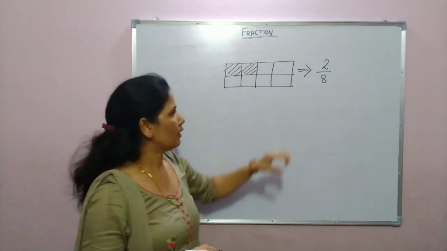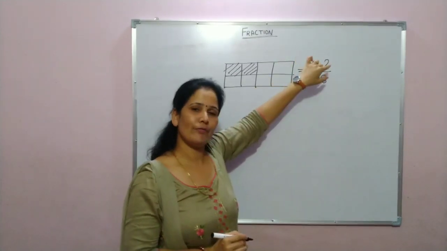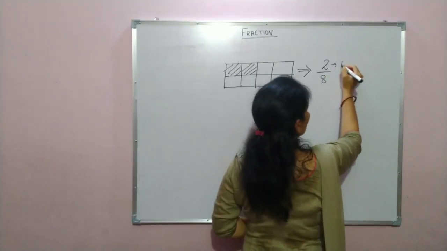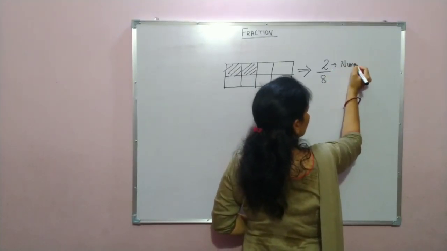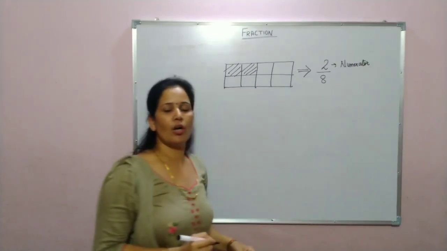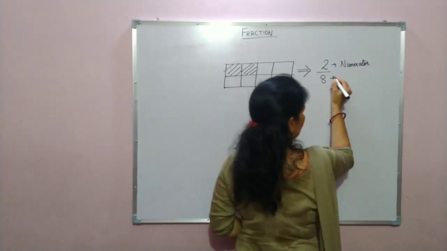Now what do we call the number above the line and the number below the line? The number above the line is called the numerator, and the number below the line is called the denominator.